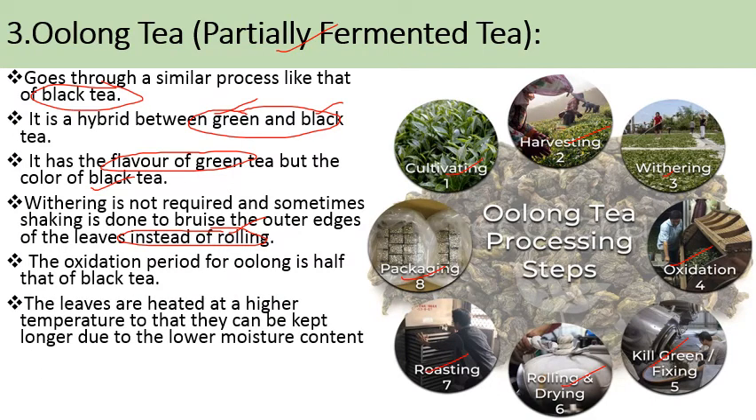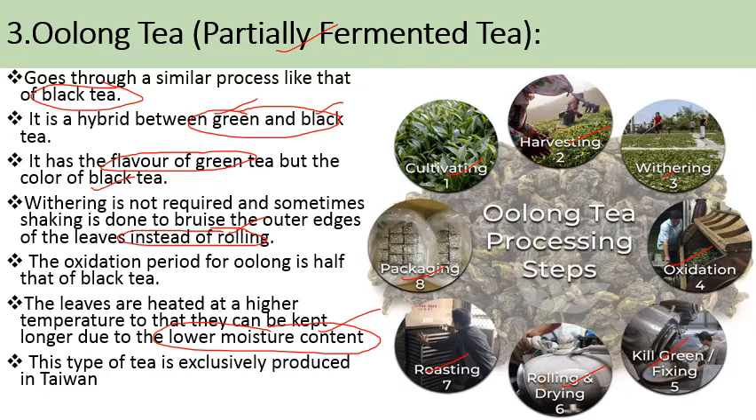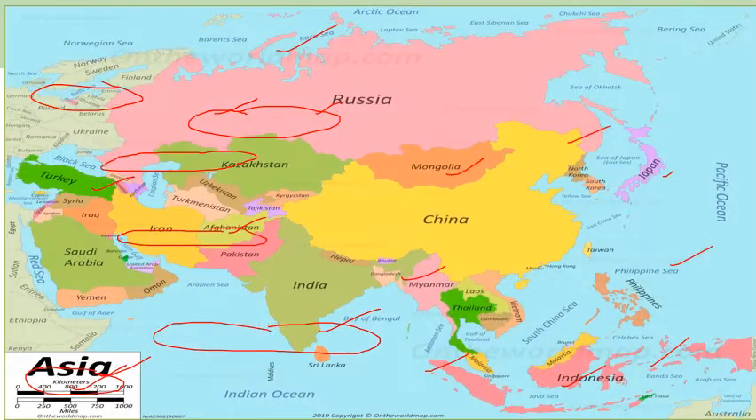The leaves are heated at a higher temperature so that they can be kept longer due to lower moisture content. So जो water content है उसको बहुत reduce किया जाता है ताकि इसे हम ज़्यादा समय तक store करके रख सकें. This type of tea is exclusively produced in Taiwan. So Taiwan में mostly ये जो Oolong tea है produce की जाती है world में.